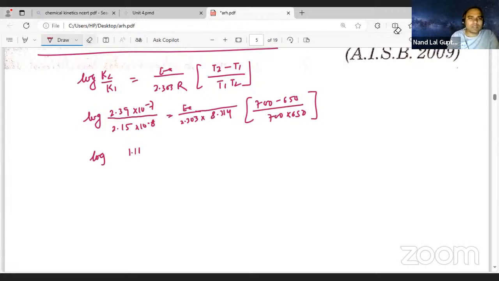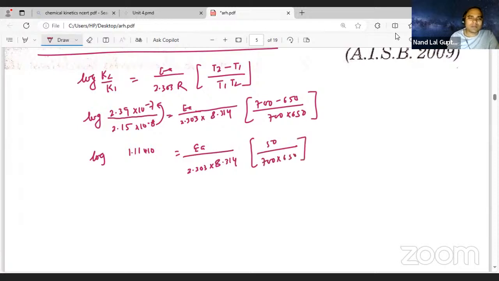Because the decimals are also there, this will go in the numerator, so it will become positive: plus 8 minus 7, so multiply by 10 to the power. This is equal to activation energy upon 2.303 multiplied by 8.314. Now if you solve this, no, only 50. It is only 50, divided by 700, 650.